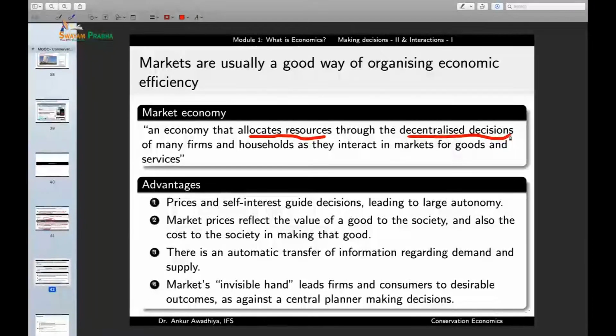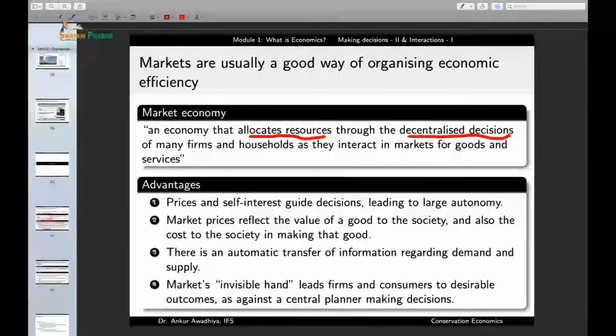Now, why are these decentralized decisions? Because there is nobody who is telling us that we should be doing this. It is just you and me who are sitting together and deciding that I should make more and more wheat, you should make more and more milk. The government is not telling us that, or there is no person outside of you and me, outside of the producers and the consumers, that is deciding on how much amount of resources should be allocated. So this is a decentralized decision.